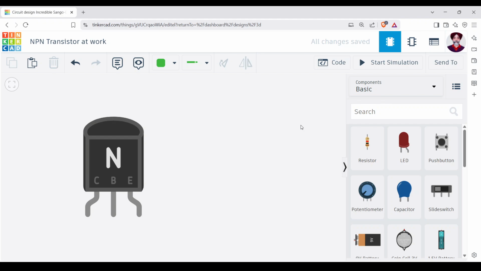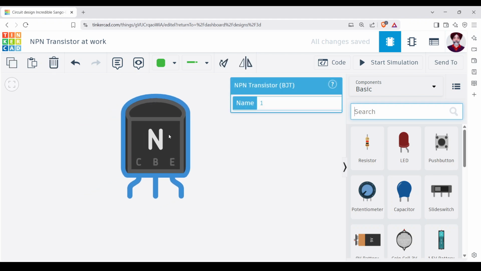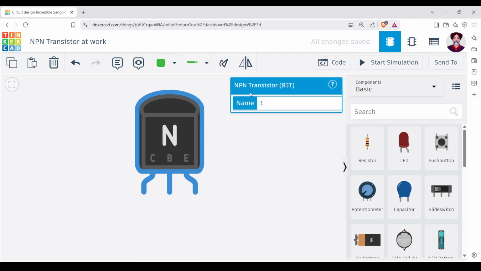Okay, now I am going to show you the NPN transistor at work. So what I did was I searched for transistor in the search bar over here and selected the one with the N on top. This is basically the NPN transistor. It shows here as NPN transistor BJT, and it shows that this is the collector, this is the base, this is the emitter. But when you get the actual transistor in front of you, you need to go and check the data sheets to figure out which one is which.